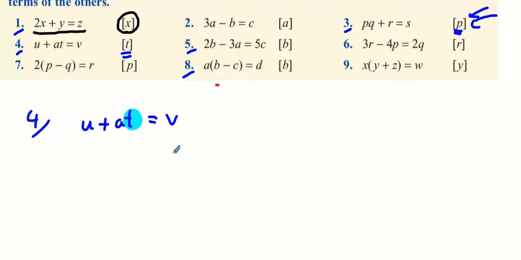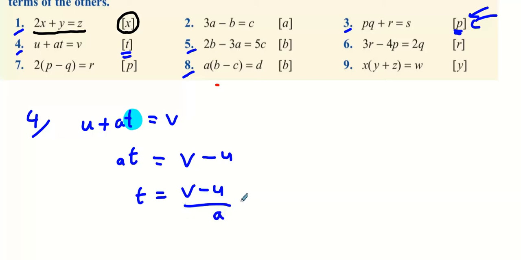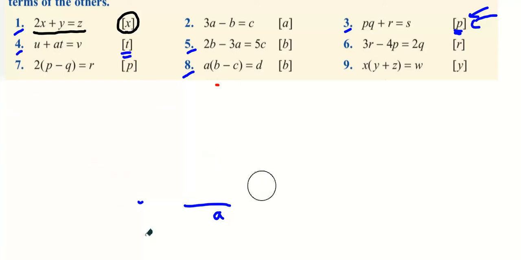Now, it's very easy to move the U over the other side because we can get V minus U equals A multiplied by T. Now, since we're multiplying it by A, when we bring the A over the other side, it's going to be division. So it's V minus U all over A. Okay, brilliant. Next question after that we're going to try is question 5. Once again, very similar.